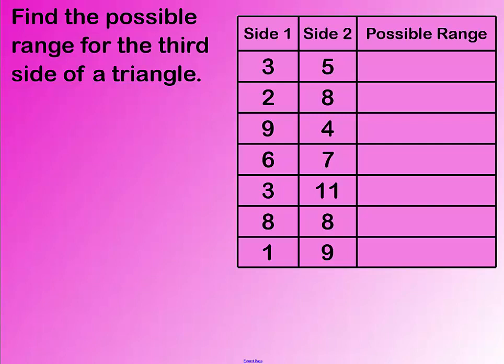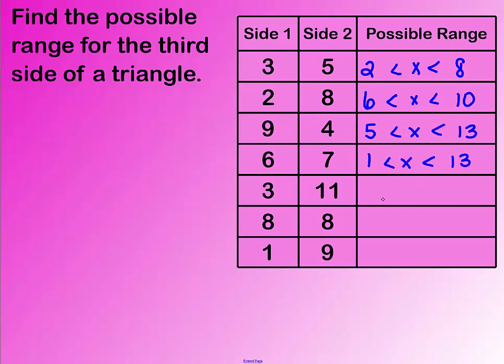So I do my sum and my difference for each one. So 5 minus 3 is 2, and 5 plus 3 is 8, and that third side is going to fall between them. 8 minus 2 is 6, and 8 plus 2 is 10, and that third side is going to fall between them. 9 minus 4 is 5, and 9 plus 4 is 13, so the third side will be between 5 and 13.